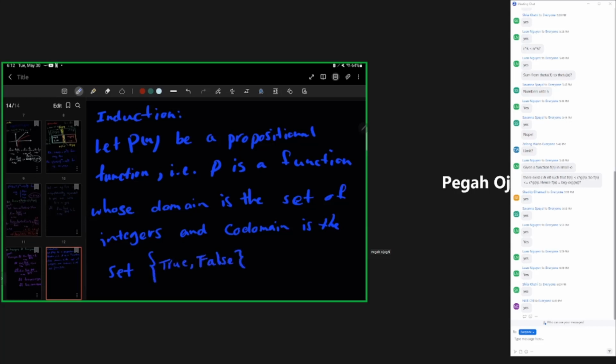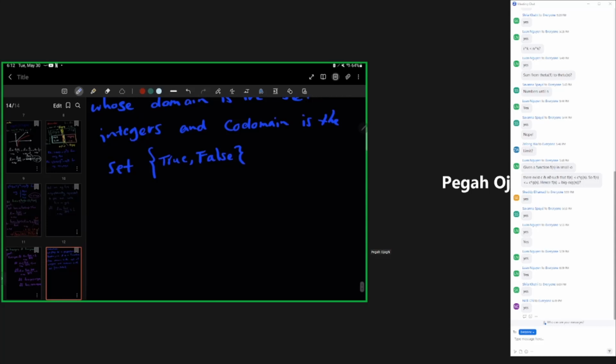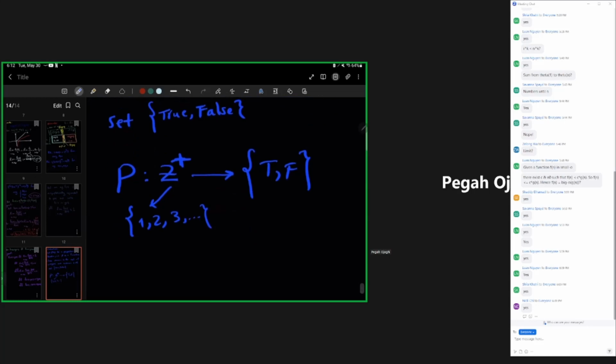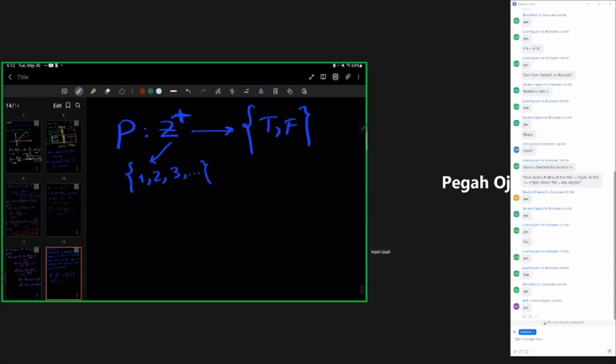So we talk about P of n being a propositional function. The domain is going to be the set of integers and the codomain is going to be the set of true and false. How do you show that? If I want to define it, the domain starts from the positive integers, and maps to true and false. That is the definition. This is going to be the P for induction, and I'm going to show how it works.